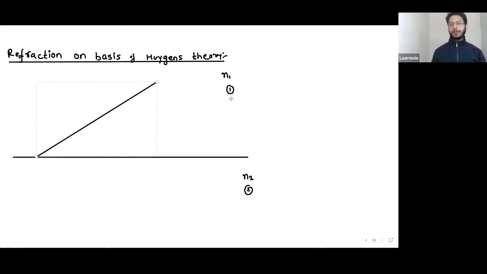Now, this refraction could be from rarer to denser medium, or it could be from denser to rarer. So I'm proving it for rarer to denser. Maybe in the exam, someone asks you to prove this for denser to rarer medium. The only difference is the relation between angle of incidence and angle of refraction. For rarer to denser, this is the angle of incidence. This is your incident wavefront.